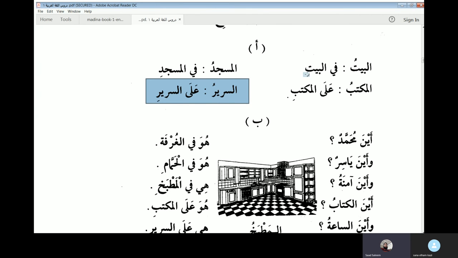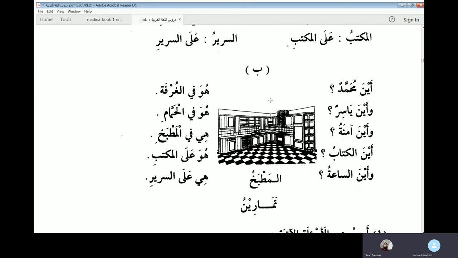Okay, Miss Sana, kindly tell me why we are using kasra, why is this word majroor? Because there is fi before bait. Because of harf jar fi, this word is majroor, correct? Okay. And why is this word marfu? Because there is no harf jar. Because of alif lam at the start, this word is marfu. We learned this in the second chapter. Whenever we have alif lam at the start, we use dhamma at the end. We cannot use tanween here. Your answer is also correct, but this is better according to the lesson. Now Mr. Mujaddid will ask questions and Miss Sana will answer him.